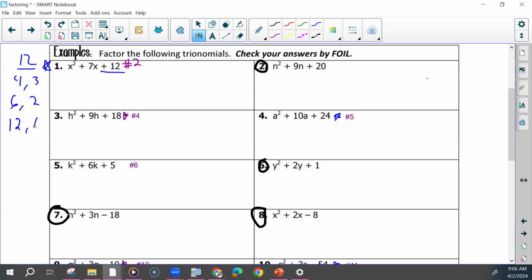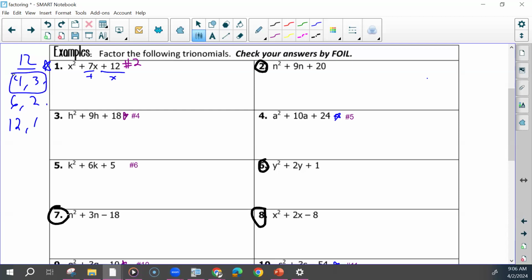And if you aren't sure what the factors are, you could start dividing: take the number, start dividing by 1, by 2, by 3, keep going. That's probably better for the bigger numbers. And then of these, which, if we added them together, would add to be 7? 4 and 3. So those are going to be the two numbers we use.